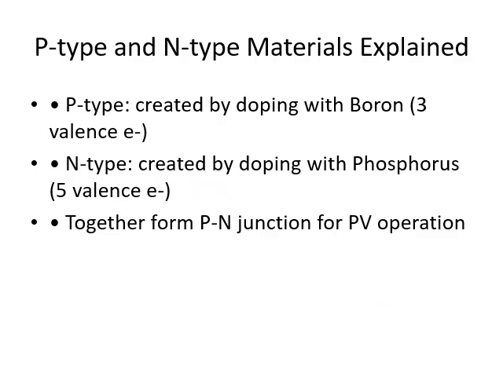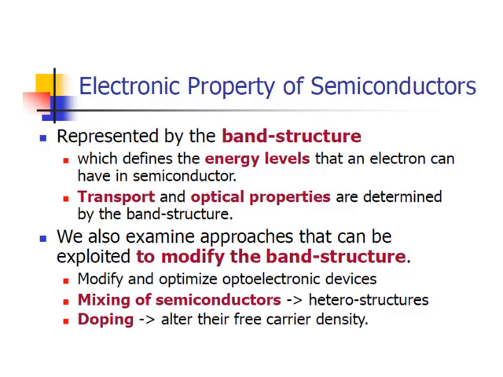Details about p-type and n-type. The p-type is created by doping with boron, which has 3 valence electrons, and the n-type is doped with phosphorus, which has 5 valence electrons. Together they form the p-n junction for PV operation. Now the electronic property of a semiconductor, the band structure, is the main thing here. The band structure defines the energy levels that an electron can have in a semiconductor, and transport and optical properties are also determined by the band structure.